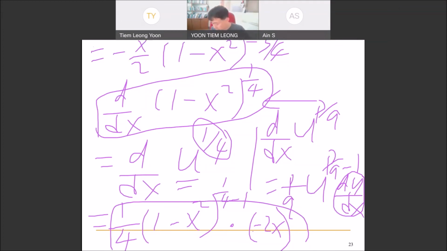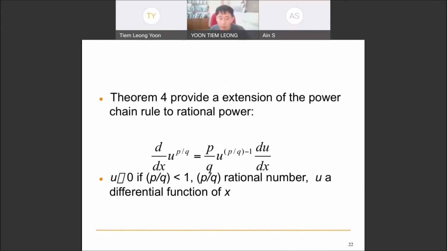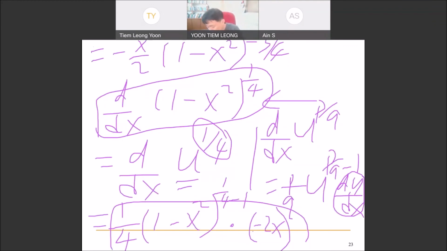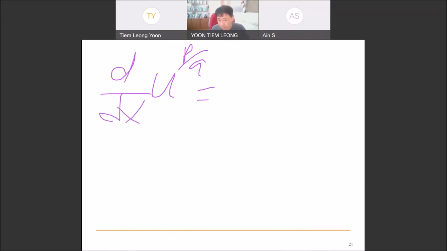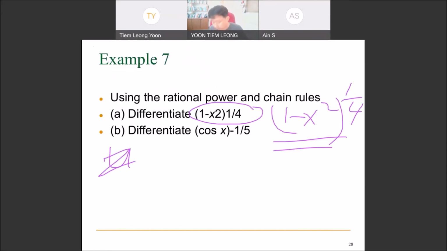So again, this is an illustration of the application of this formula by applying it to the function 1 minus x squared raised to the power of an index. So next time when you have any function that is raised to a power of p over q, and you are asked to find the derivative of it, then you can just simply apply that formula. So now we have another example to demonstrate to you, which is here.